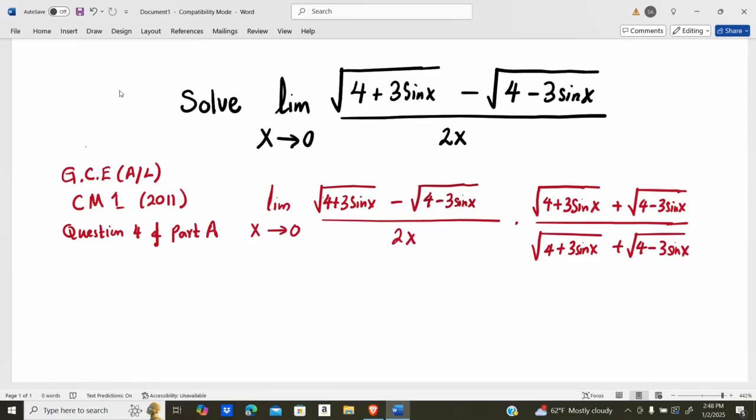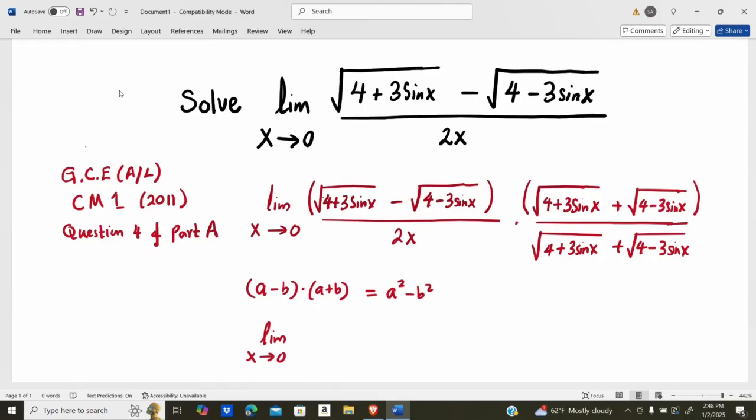Okay, and then you can see the numerator. You have two terms in the numerator. This is the first term, and this is the second term. So if you think, that's a minus b times a plus b. It's of that form, so the numerator simplifies into a squared minus b squared. That's the significance of using the conjugate.